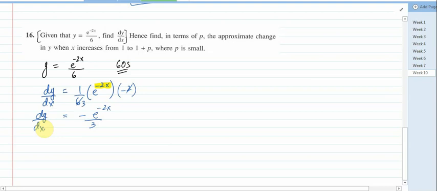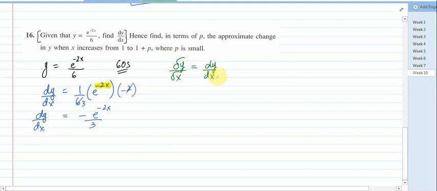Alright, after that it says, hence find in terms of p the approximate change in y when x increases from 1 to 1 plus p, where p is small. So in case you forgot the working formula, it says that small change in y divided by small change in x is equal to dy/dx, right?